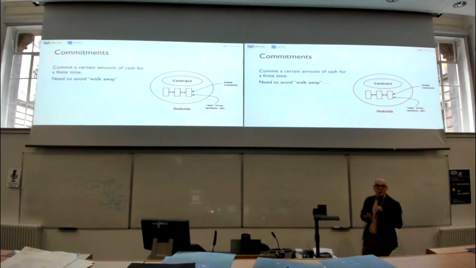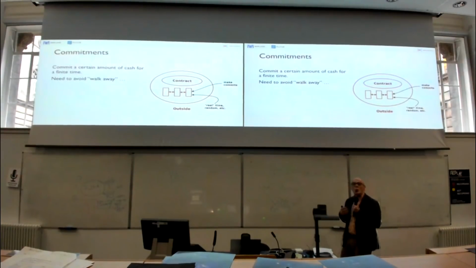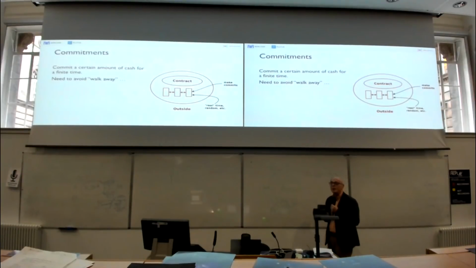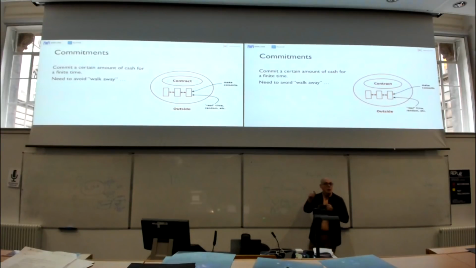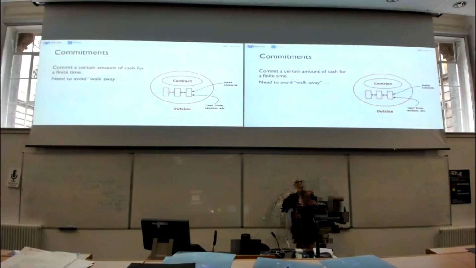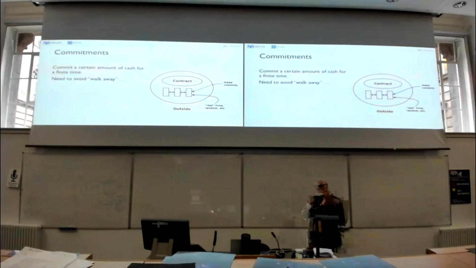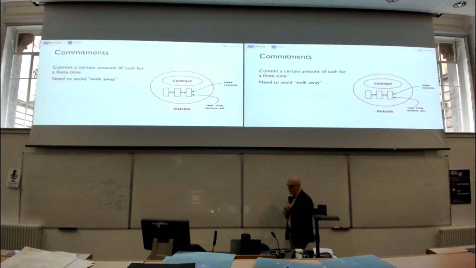For contracts to work, in order to make sure that contracts don't fail, we require people to commit cash up front. People commit a certain amount of money in order to avoid people walking away. That commitment is finite. So you say, I'm going to put 100 ADA into this contract, and if everybody else involved simply walks away, you will get that money back after a finite time. So our commitments say you commit for a finite period. We need to avoid walk away.